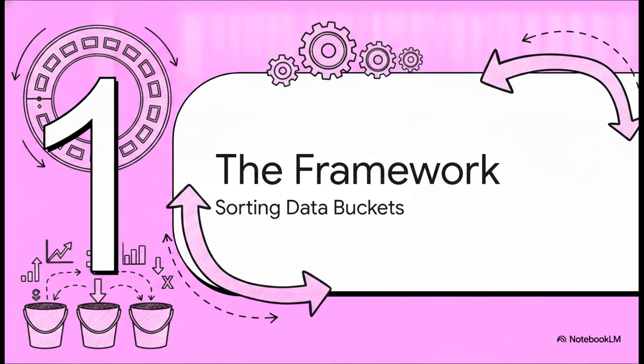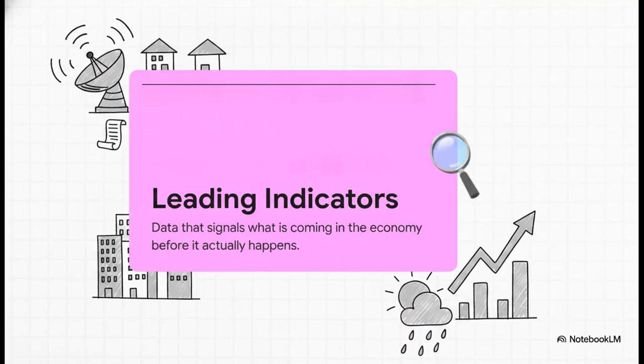All right, section 1, the framework, sorting the data buckets. So to solve this timeline mystery, we need a sort of decoder ring, something that sorts all this economic noise into 3 distinct buckets. Our very first bucket, leading indicators.